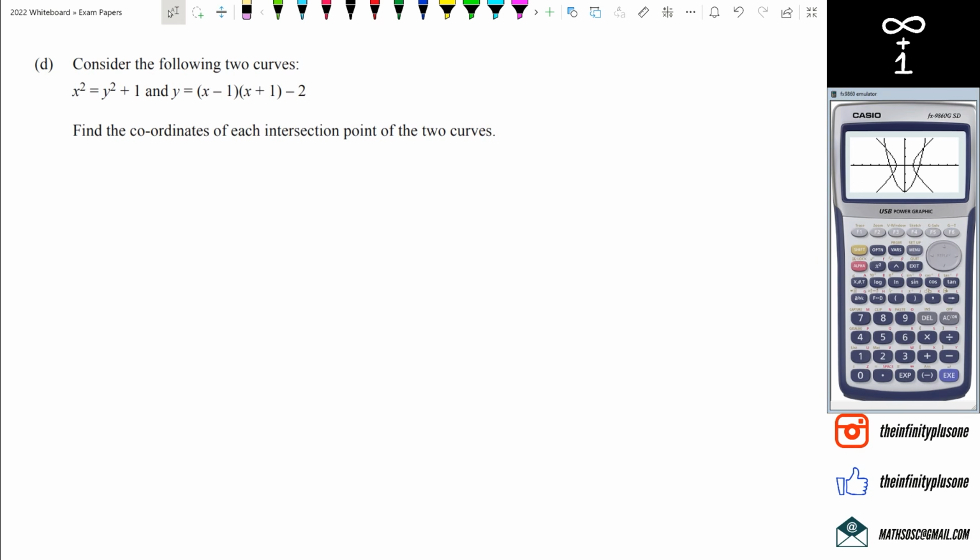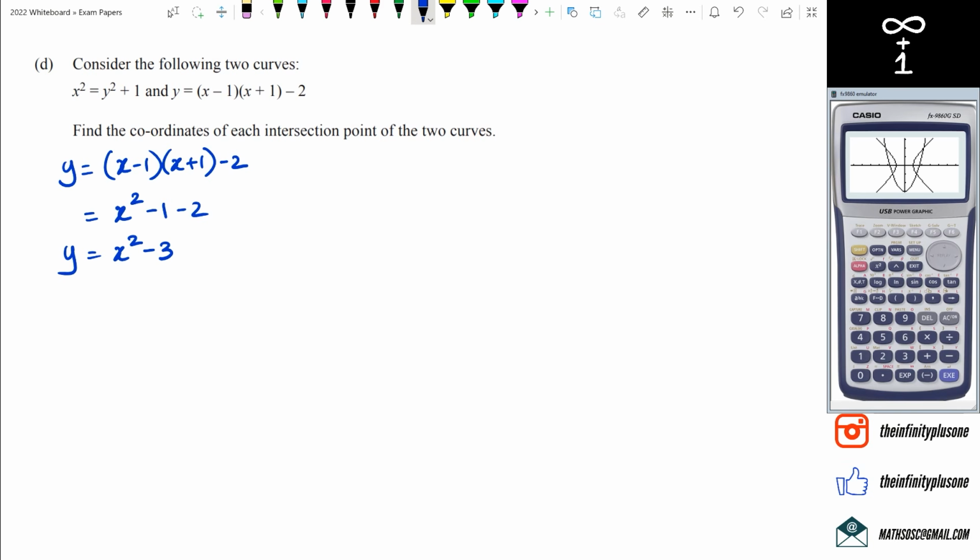All right. So the first thing I'm going to do is take that second equation. I want to make it simpler. So I've got y is equal to x minus 1 times x plus 1 minus 2. So this could be written as x squared minus 1 minus 2, or I can write it as x squared minus 3. So this is the equation from the second curve: y is equal to x squared minus 3. Simplifying it, right?